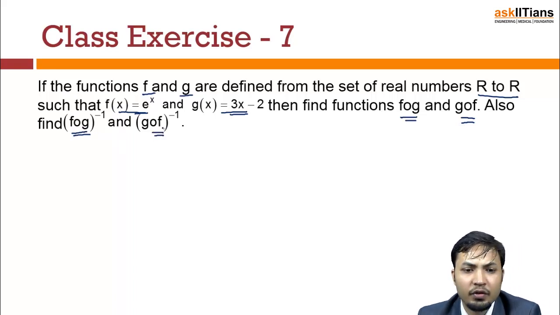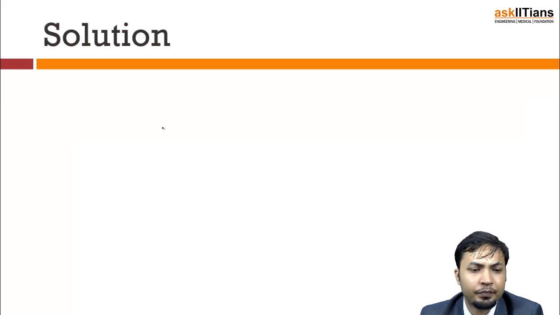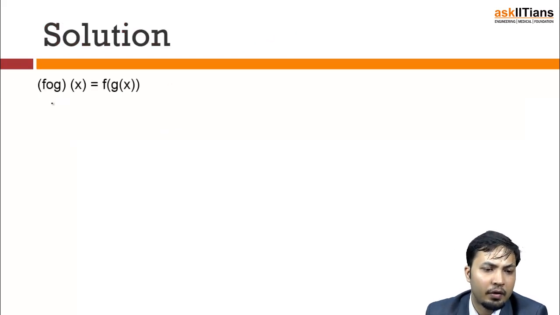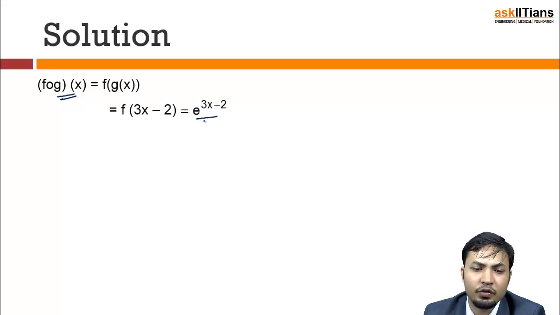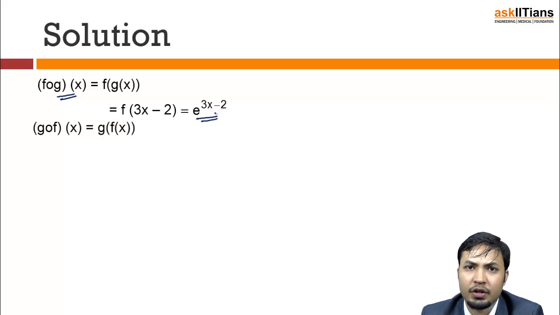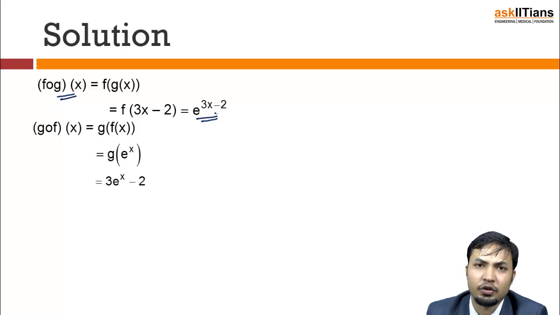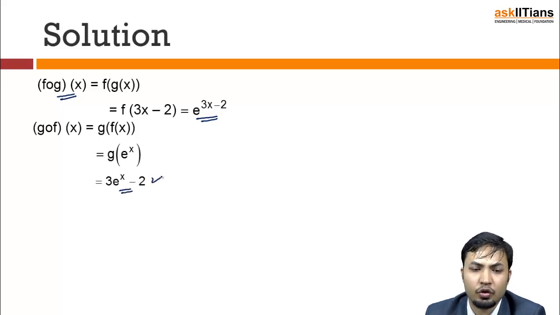How do we do it? We start with the first part. We start by finding f of g and g of f. We know that (f∘g)(x) equals f(g(x)). So it becomes f of 3x minus 2, which gives me e to the power 3x minus 2. Next, (g∘f)(x) is equal to g of f(x), which gives me g of e to the power x, which gives me 3 e to the power x minus 2.